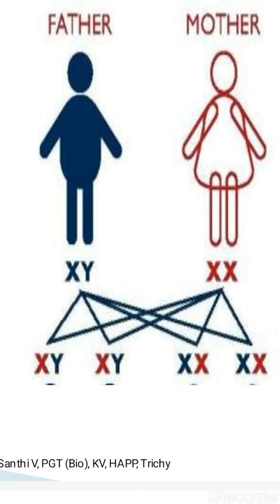So non-disjunction is the main reason for this type of chromosomal disorder, that is also mainly aneuploidy. Okay, children.